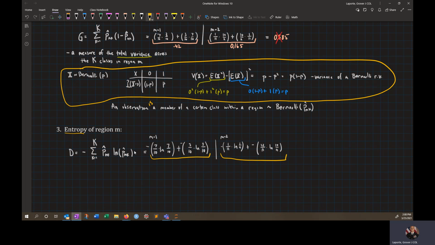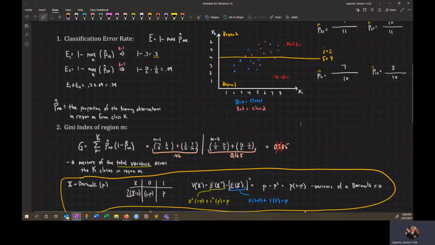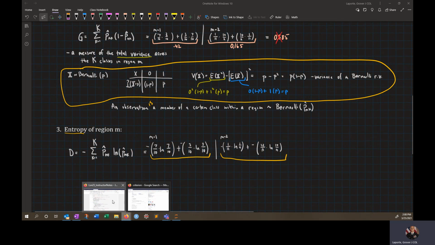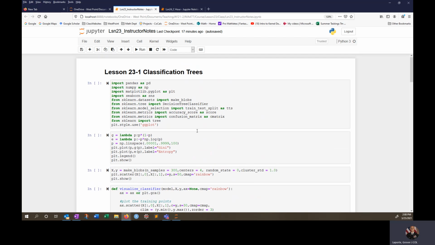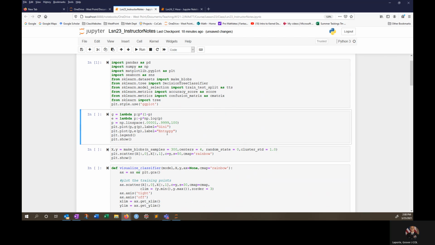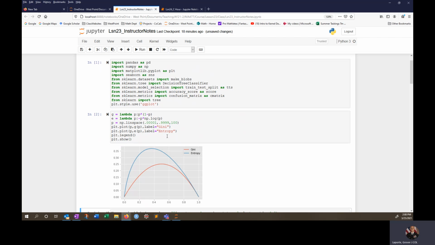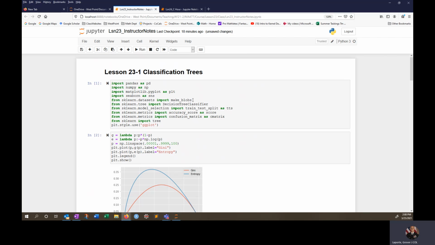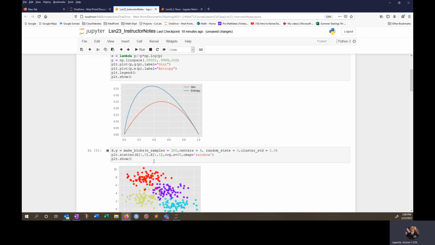Okay, so now what I want to do is take these ideas and go over to our lesson 23. So this is our lesson 23, classification trees. I'm going to show you some things that were in the van der Plas book. So let's shift enter. Shift enter. Okay, so we have what some of the functions look like, and then I'm going to make some blobs. Where is that coming from? This make_blobs thing is in the sklearn datasets, so I'm going to use some blobs.